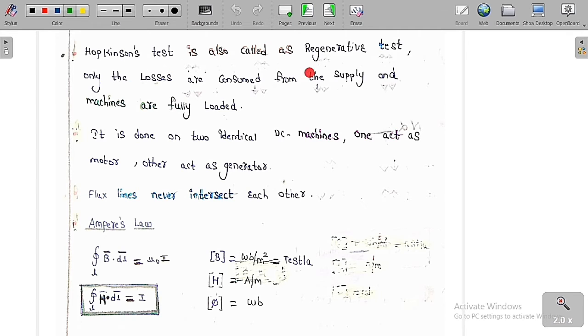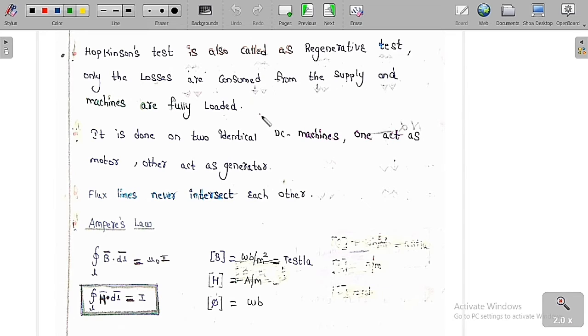Hopkinson's test is also called the regenerative test. Only the losses are consumed from the supply and the machines are fully loaded. I have already told you Hopkinson's test is basically a back-to-back test. We need to connect two identical machines. One is going to act like a motor and the other like a generator. So whatever input you give is totally consumed in the form of the losses of both the machines. With the help of this, we are going to find the efficiency of the given machines.